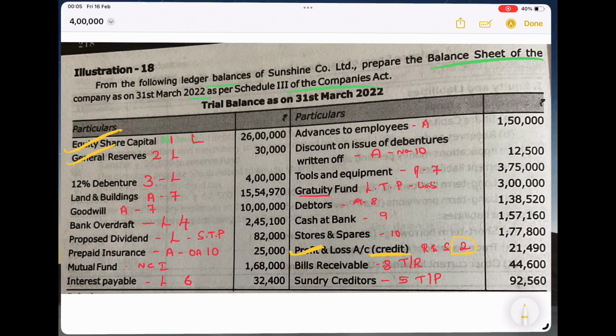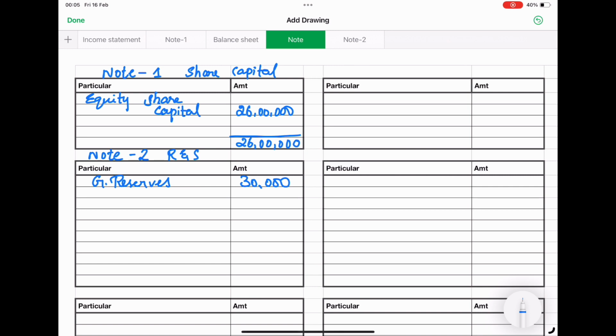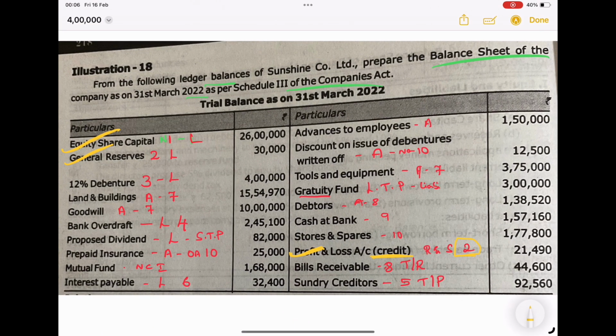Here we don't need to write add, actually, directly we can write P&L account 21,490. So if you total it, 51,490. So this is regarding note 2. Do we have note 3? We'll check the question once. Note 3, we have 12% debentures as 4 lakh.